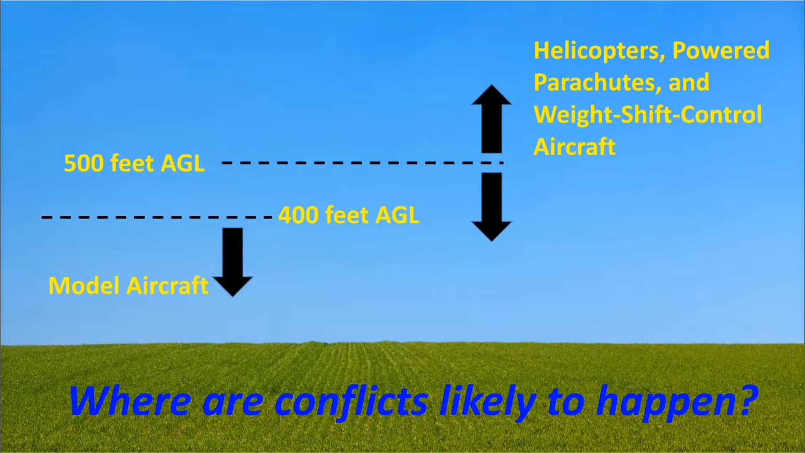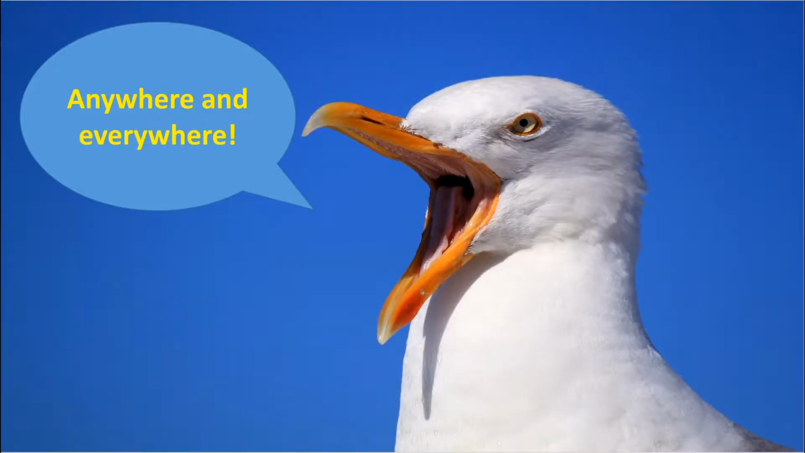But what about that group of aircraft that is allowed to fly routinely and legally below 500 feet? Where are conflicts likely to happen? Conflicts can happen anywhere and everywhere. So, as model aircraft pilots, we must be prepared to give way to them when we fly.